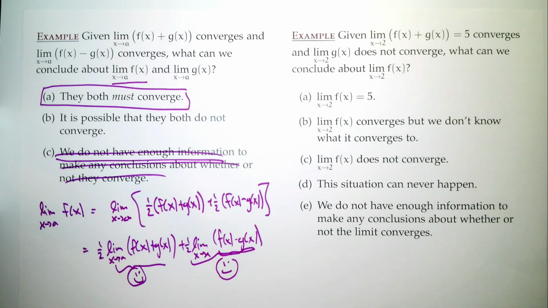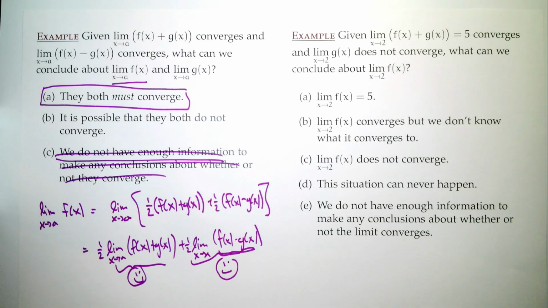So there's a couple possibilities. Maybe it goes to 5. Maybe it converges, but we can't say what it converges to. Maybe it doesn't converge. Perhaps this situation could never happen. And maybe we don't have enough information to make any conclusions about what's going on. 5 choices this time. So many possibilities.